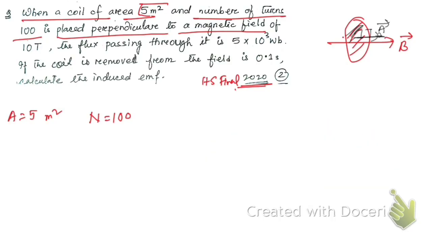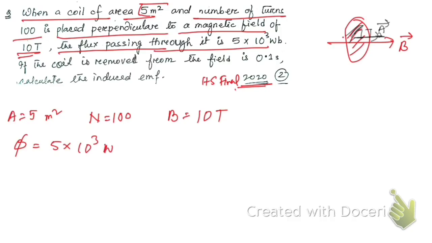Now you see, the magnetic field is given here as 10 Tesla. So this coil is placed in a magnetic field of 10 Tesla, and the flux passing through it, phi, is 5 into 10 to the power 3 Weber. If the coil is removed from the field in 0.1 second, we need to calculate the induced EMF.